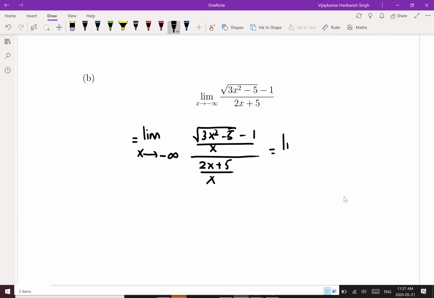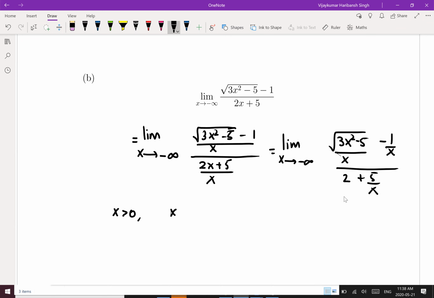Now this is going to be limit as x goes to negative infinity, of the square root of 3x squared minus 5, divided by x, over 2 plus 5 by x. Now to be able to simplify this part, I need to push this x inside the square root sign. So how do I put it? Note the following. If x is positive, then if you take x squared and the square root of that, you get back x. Take an example: 2 is a positive number. If you take 2 squared and then take the square root of this, you'll get back 2.